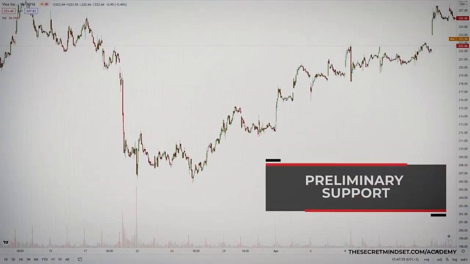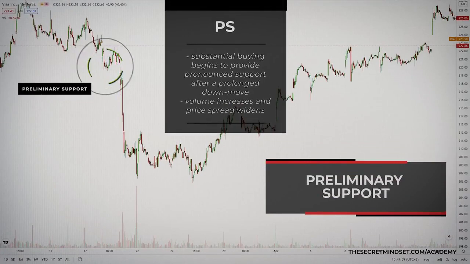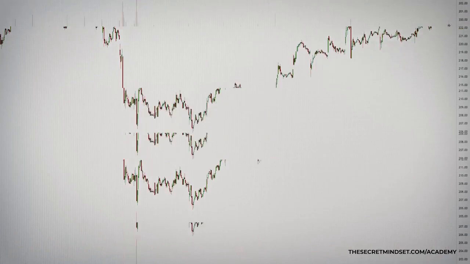First, we have the preliminary support. This is where substantial buying begins to provide pronounced support after a prolonged down move. Volume increases and price spread widens, signaling that the down move may be approaching its end.